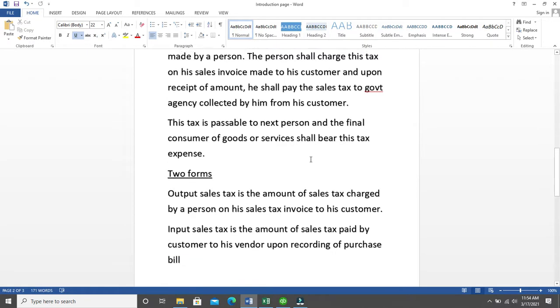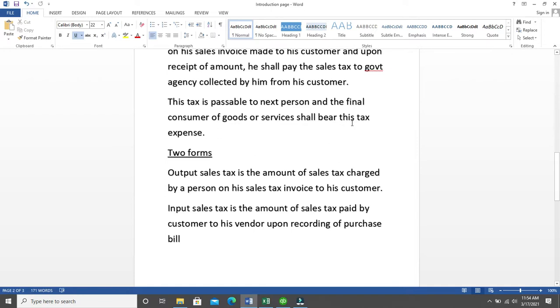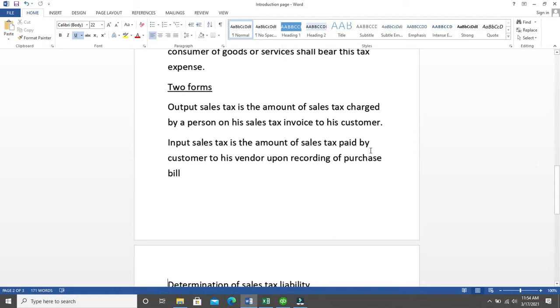But this tax is passed on to the next person, that is, the person who has purchased the goods shall pass this tax to his customer, and the final consumer of the goods or services shall bear this tax expense. Now the sales tax can be of two forms. One is output sales tax, which is the amount of sales tax charged by a person on his sales tax invoice made to his customer. And at the same time, this tax is called input sales tax for the amount of sales tax paid by a person to his vendor upon recording of purchase bills.